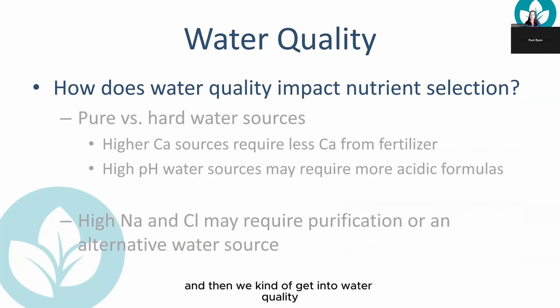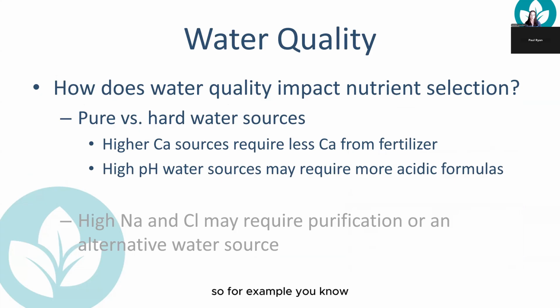And then we get into water quality. Water quality significantly impacts your nutrient selection. So, for example, you compare pure and what we call hard water sources. Hard water sources typically have higher calcium, and some of them have higher pH as well. Whenever you are selecting a fertilizer, you always want to get your source water tested first. If you have a hard water source that does contain a lot of calcium, then you may be able to utilize that free calcium that's already available in your water and select a lower calcium fertilizer. Whereas if you have a really pure water source, you want to make sure that you're supplying plenty of calcium and all those other nutrients that would usually be supplied from a very hard water source.